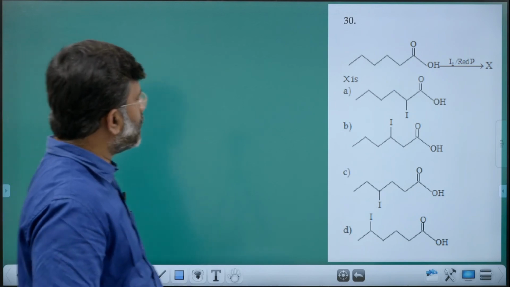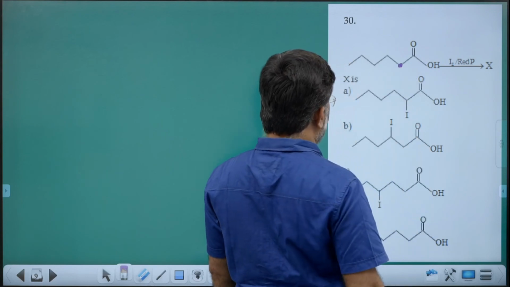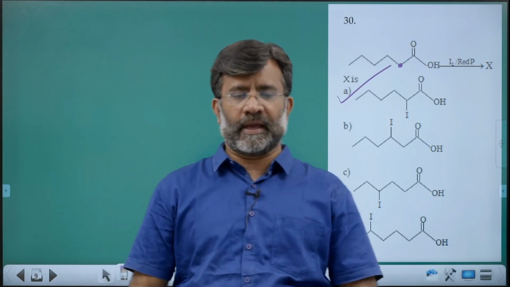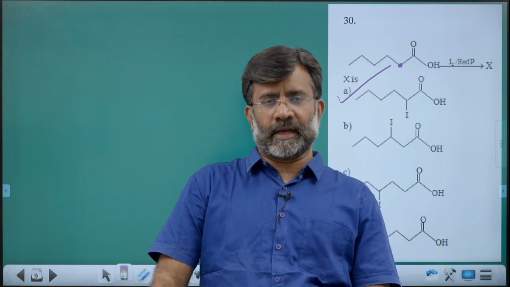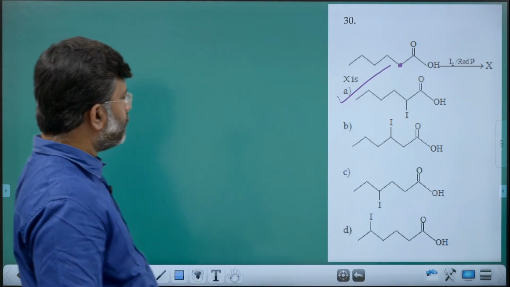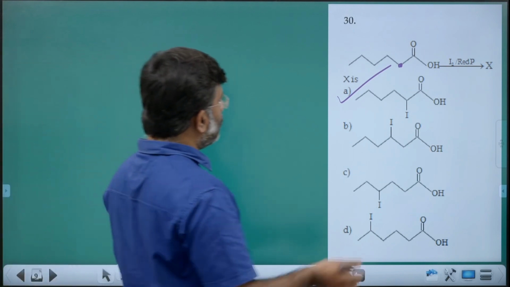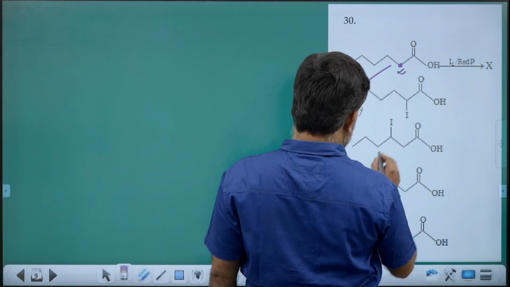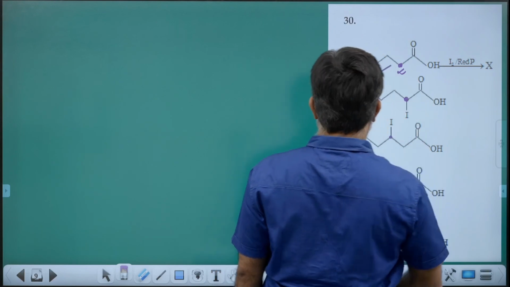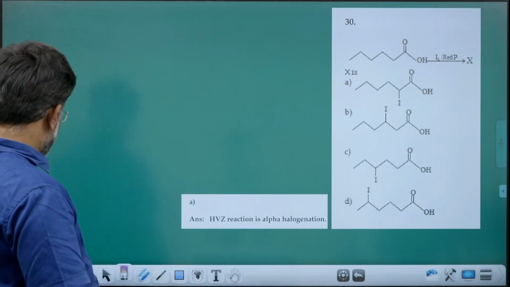That is HVZ reaction. In HVZ reaction, iodine will come at the alpha carbon. Option A, HVZ reaction, carboxylic acid interacting with red phosphorus and halogen. A halogen will come at the alpha carbon. This is the alpha carbon. This is wrong. Iodine will come at this carbon. Option A is correct, and that is HVZ reaction.